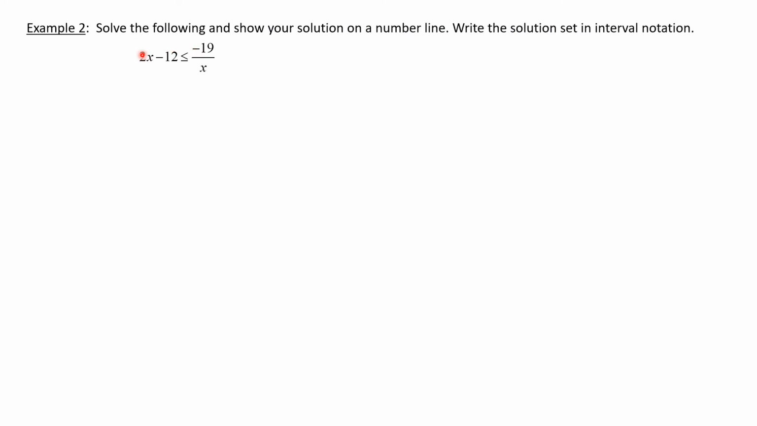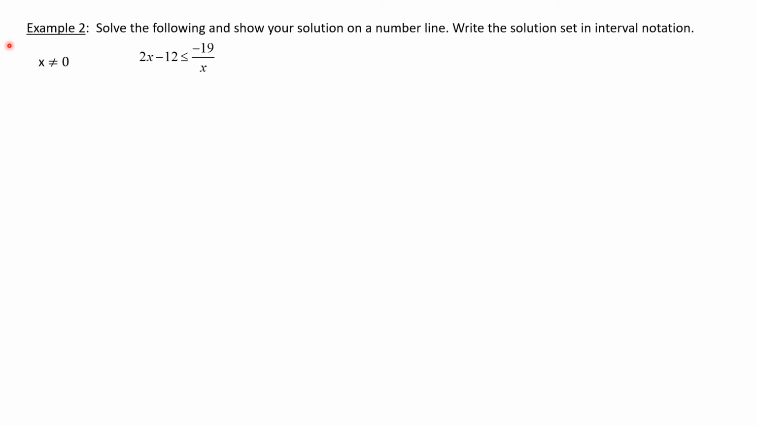Example 2. Solve the following and show your solution on a number line. Write the solution set in interval notation. Okay, so this is a weird one, right? This one looks kind of different. Again, the fraction, some of us might tend to start thinking, let's cross multiply, let's get rid of that fraction. We can't do it when we have an inequality, only when we have an equality. So restrictions, x cannot equal 0.